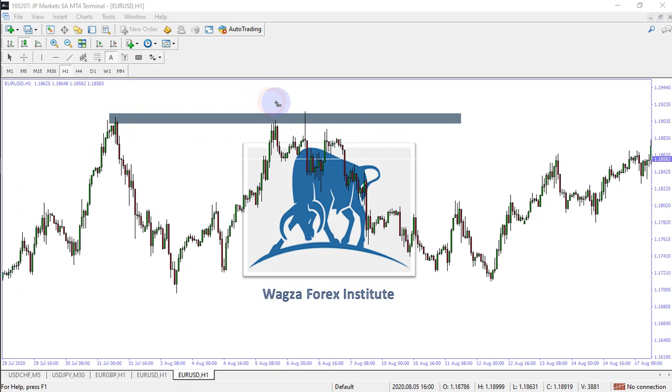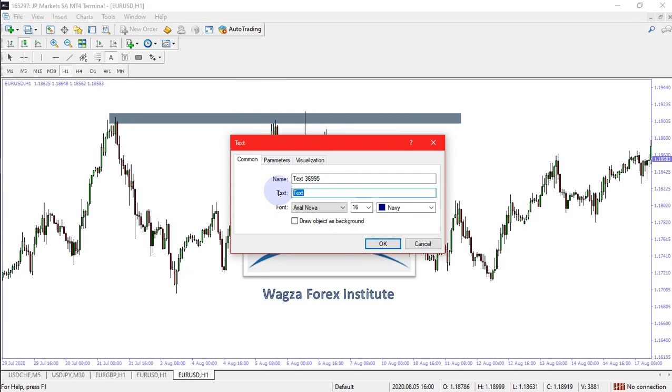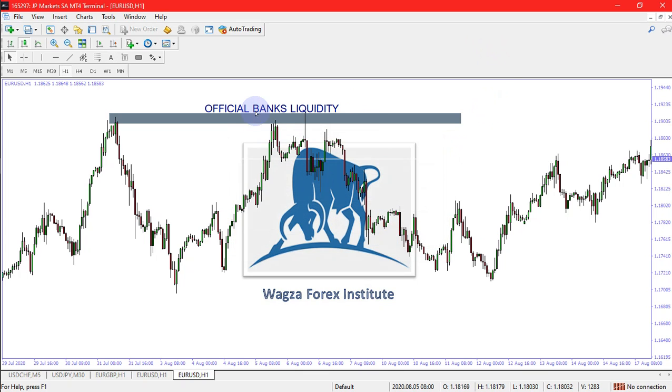So you can simply highlight it if you are making a setup, that this is an official bank's liquidity. Yeah, we have official bank's liquidity.